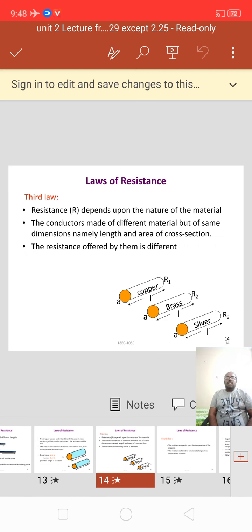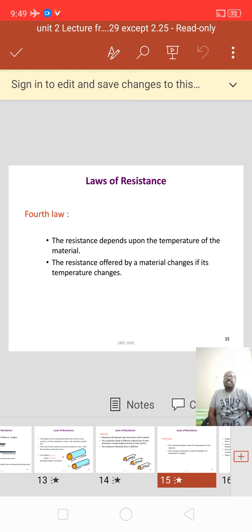Next, third law. Resistance R depends upon the nature of the material. Conductors made of different materials, but of the same dimensions, namely length and area of cross section, offer different resistance. Okay, it is the exemption one.